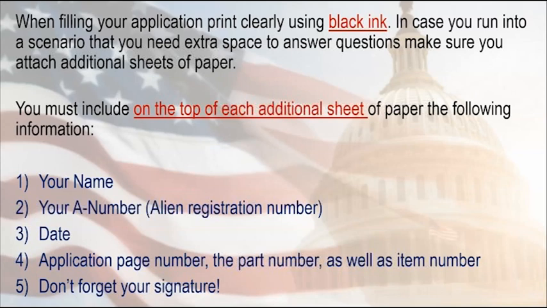Number one, you need to have your name. Number two, you need to have your A number, better known as the alien registration number, your green card number. You need to have the date. You need to have the application page number, the part number, as well as the item number. And finally, do not forget your signature.